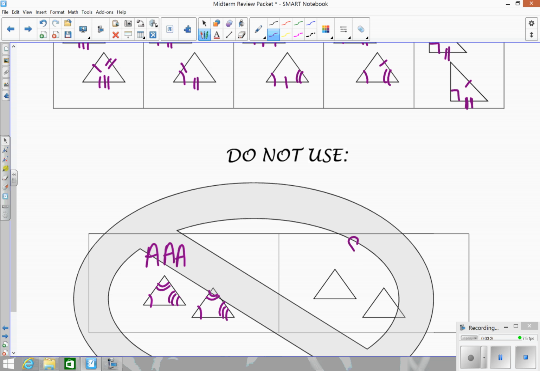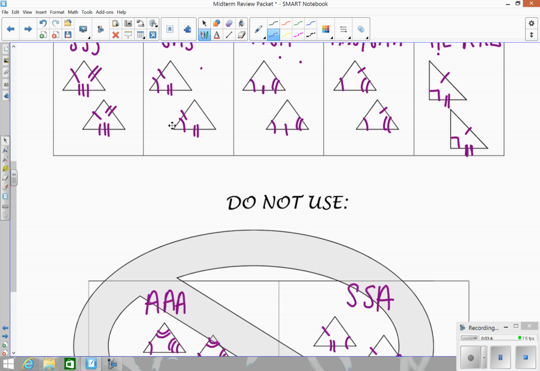And then the other one is side, side, angle, which would actually produce 2 different types of triangles. This is when your angle is not between the 2 sides. See how the angle is only touching one side? It's not touching both of the congruent sides. Whereas in side, angle, side, the angle is touching both sets of congruent sides.